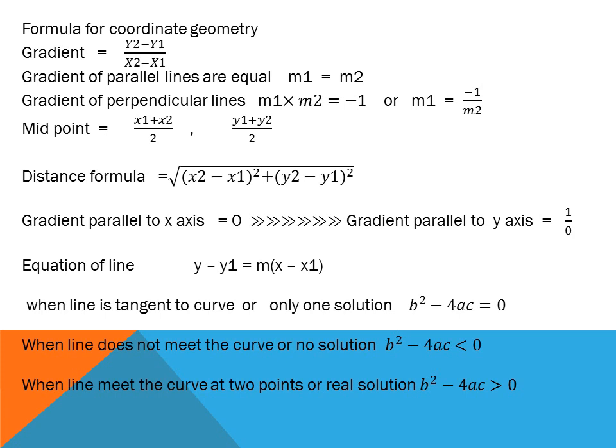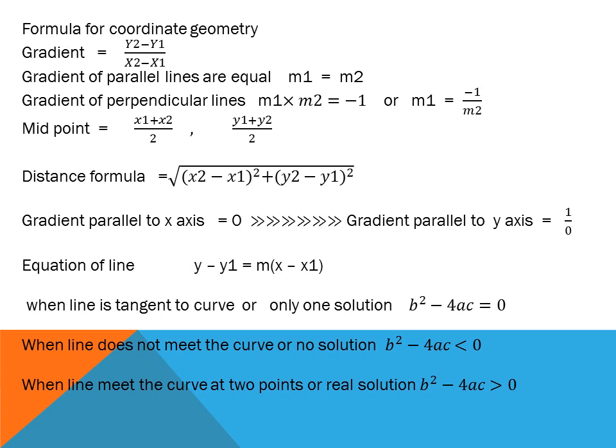So b squared minus 4ac is equal to 0. b squared minus 4ac relates to the quadratic equation ax squared plus bx plus c is equal to 0. We use the quadratic formula to find the solution as x is equal to minus b plus minus square root of b squared minus 4ac, over 2a. Here we only use b squared minus 4ac, which is called the discriminant. So when there is only one solution or only one root, then the discriminant should be equal to 0.